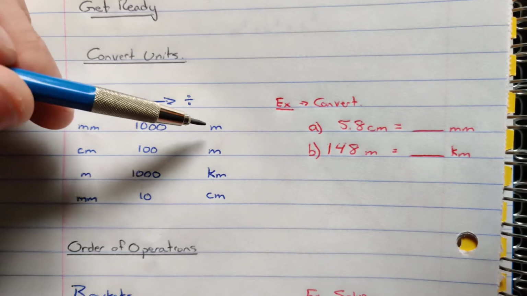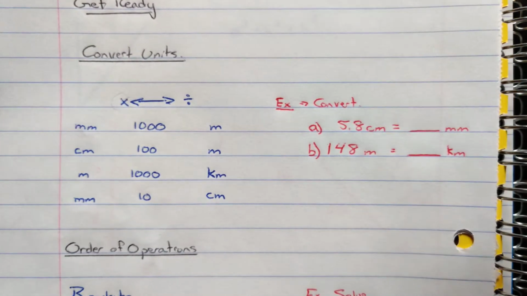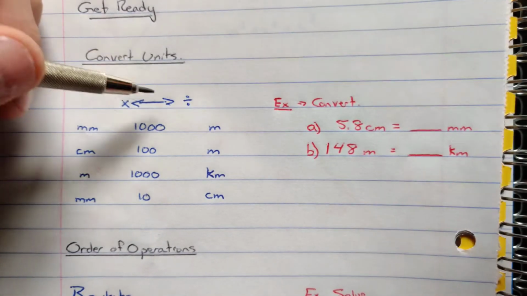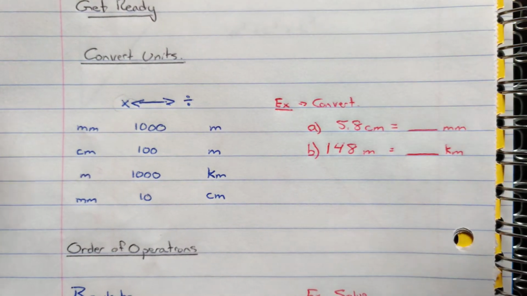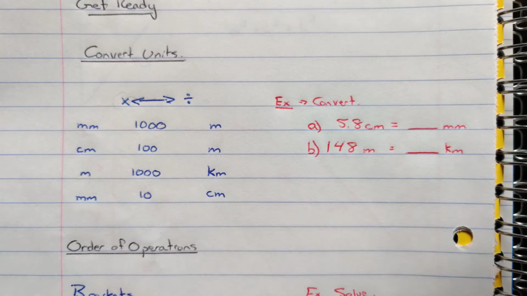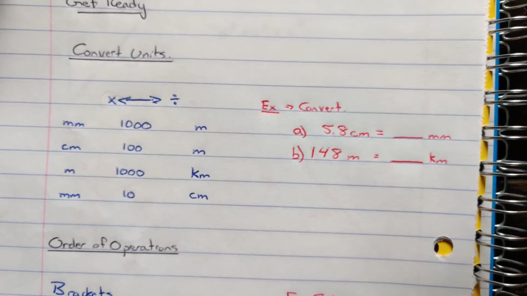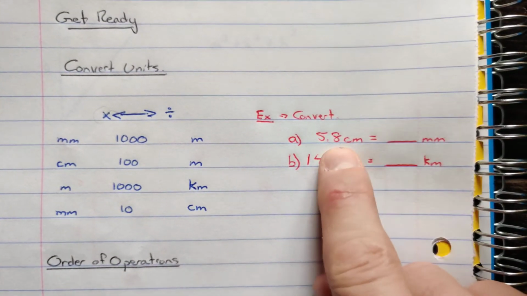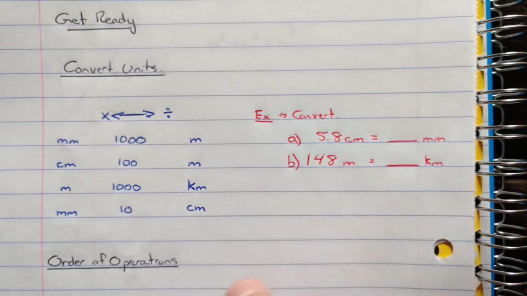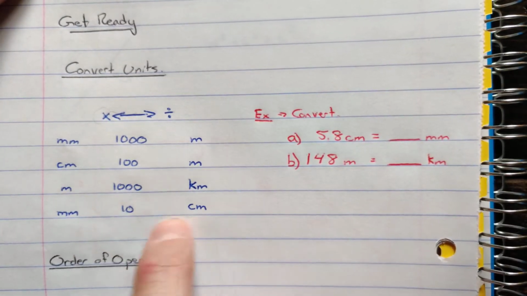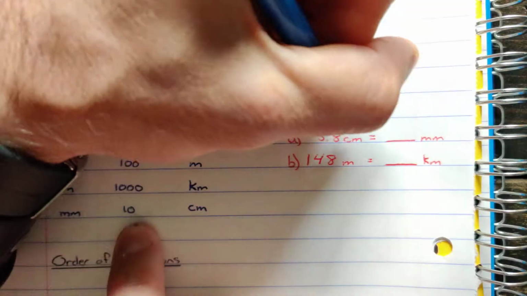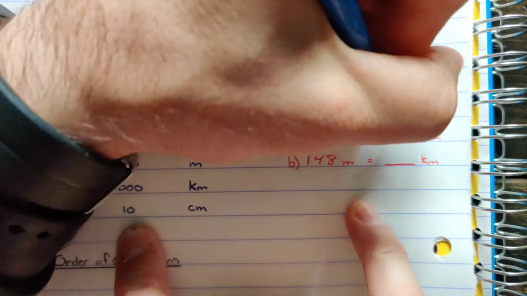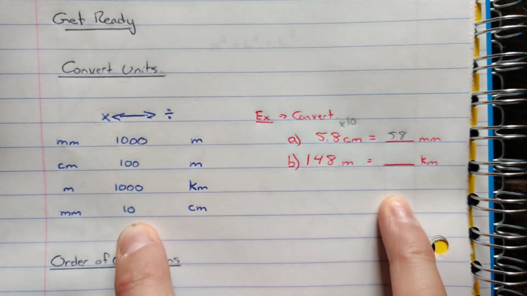When you're going from the bigger unit to the smaller unit, you multiply. When you're going this direction, you multiply. When you're going from the smaller unit to the larger unit, you divide by whatever the conversion point is. So if we're going to convert 5.8 centimeters to millimeters, that means we're going from centimeters to millimeters. We're multiplying by 10. We're going this way, so multiply by 10. So this is times 10, which is going to give us 58.